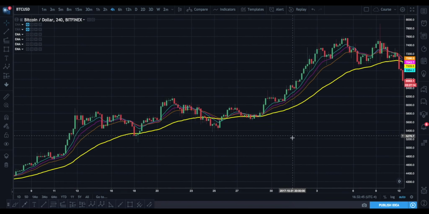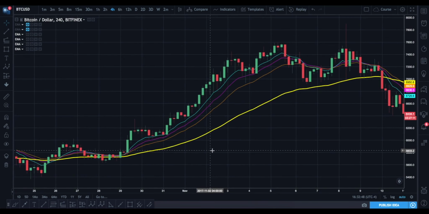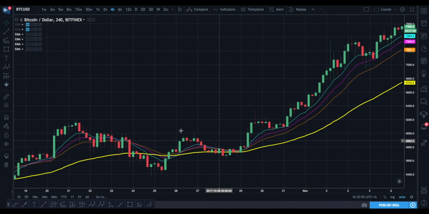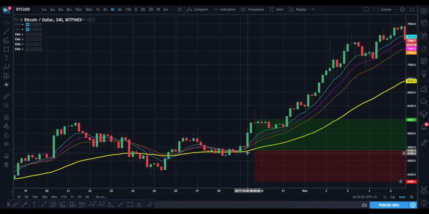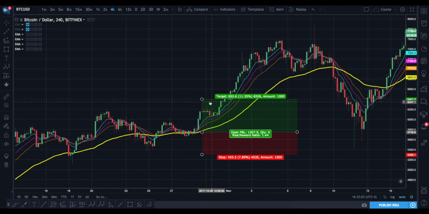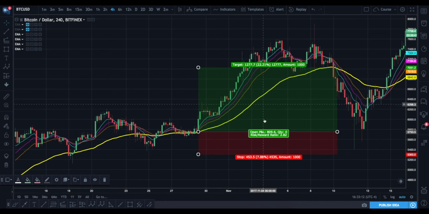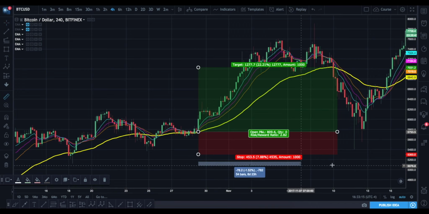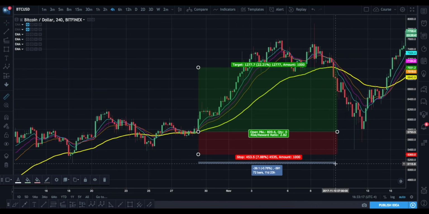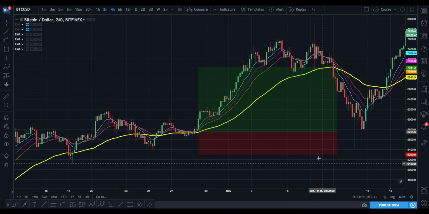So let's see right here. You would have opened the long right here. You opened the long there, and you would have closed it right there. So that is a 23% profit trade in a matter of not even 2 weeks, 11 days.